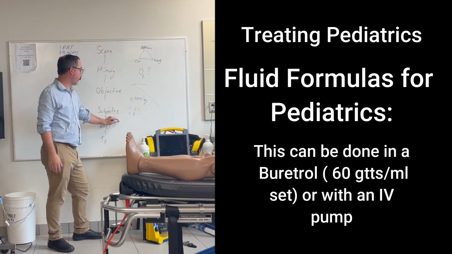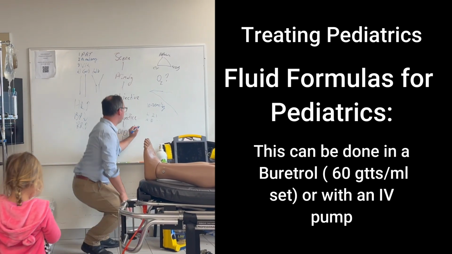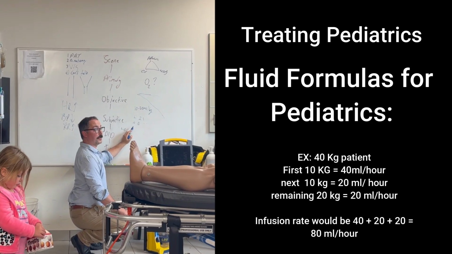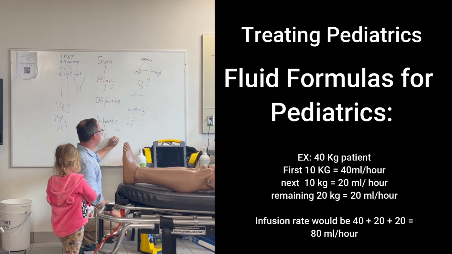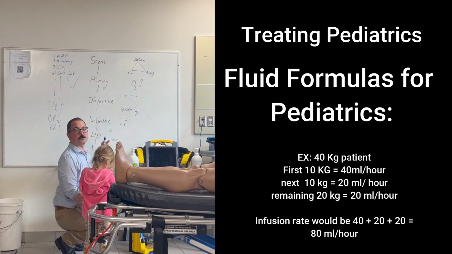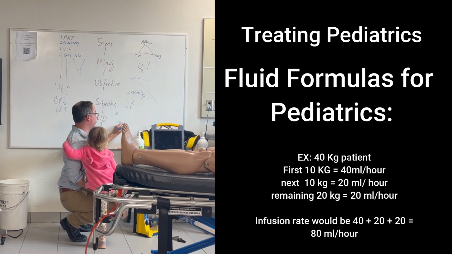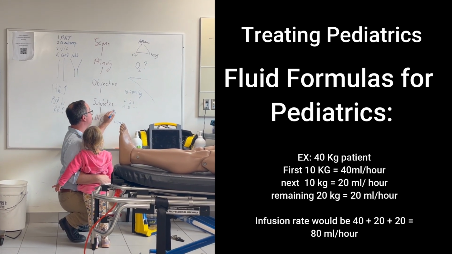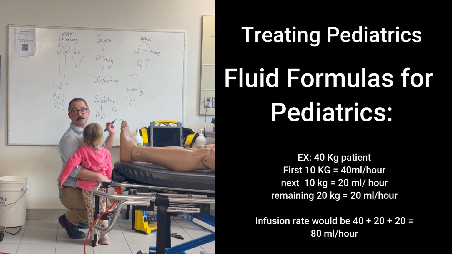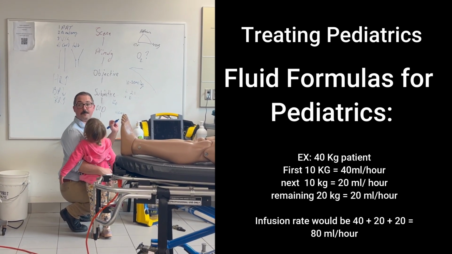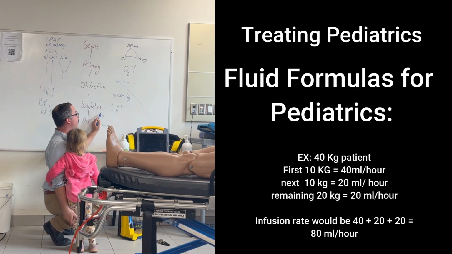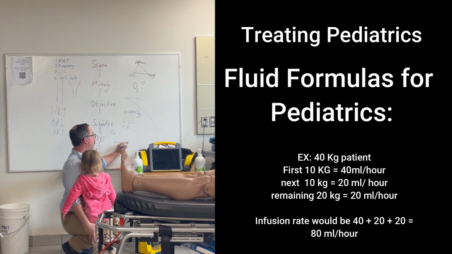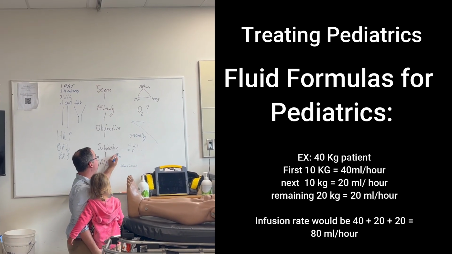So we've got a kid who's, let's say, 40 kilograms. For the first 10 kilograms of that 40, he's going to get 4 milliliters per kilogram. So that's going to be 40 milliliters. This is for fluids. So we just used the first 10. Now we've got 30 left. For the next 10 kilograms, he's going to get 2 milliliters per kilogram. So that's going to be another 20 mils. That means we've got 20 left over.